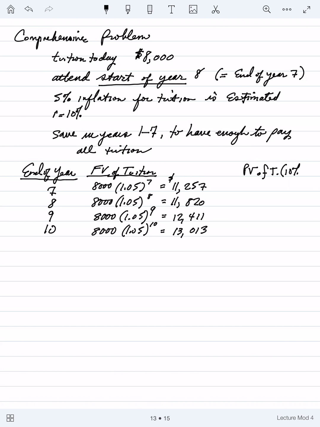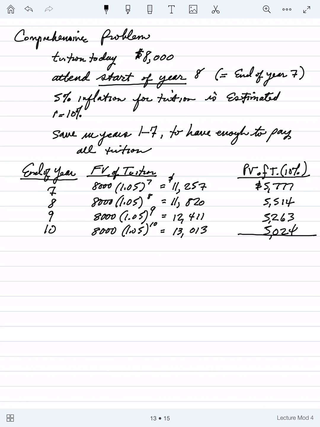Now you just got to find the present value of that tuition using your 10% interest rate. So you take the 11,257 and discount it back to today, right? You can double check this in your calculator. If you're taking the 11,257 and discounting it to year one, it's 5777, then 55, 14, 52, 63, and 5024.